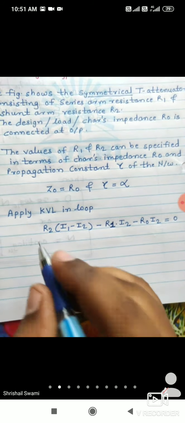Now R2 into I1 as it is. So you can take I2 common, घ्या, मग काय राहणार R0 plus R1 plus R2.